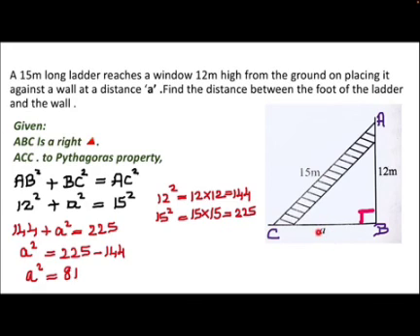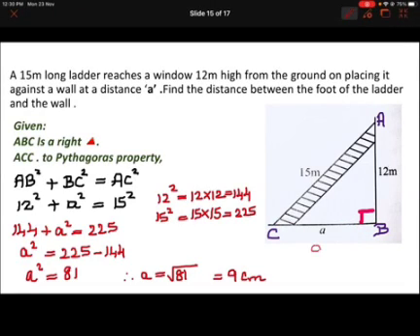A squared is 81. But we don't want A squared. We want A. So, how do we find A? Simple. Find the square root of 81. I think all of you can guess what it is. By now, most of you have guessed that A is the square root of 81, that is 9. So, the distance between the foot of the ladder and the wall is, children, 9 meters.